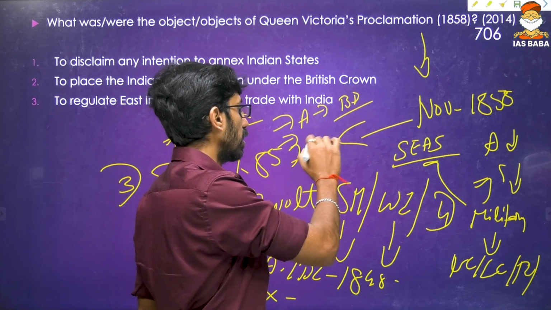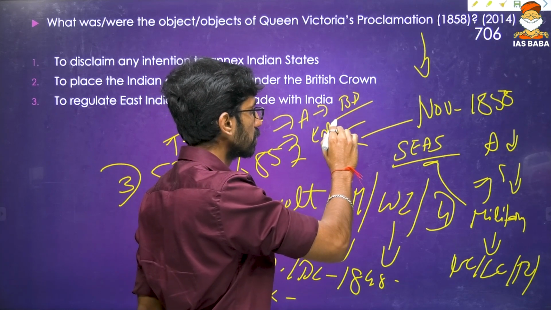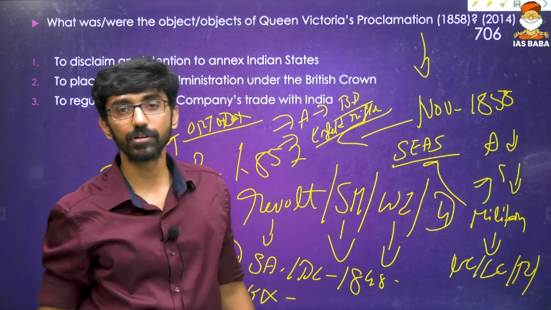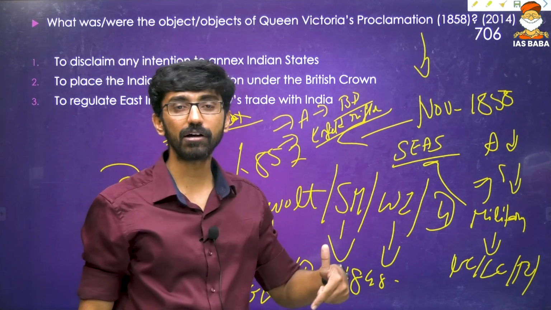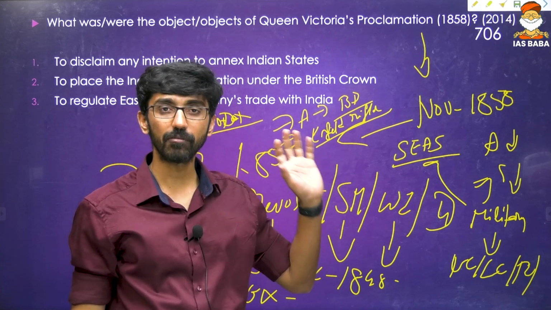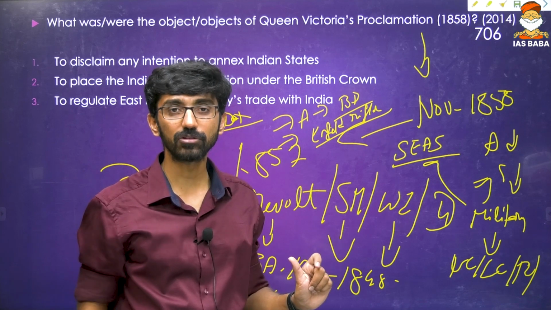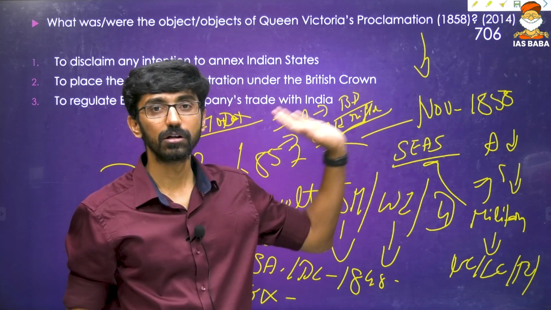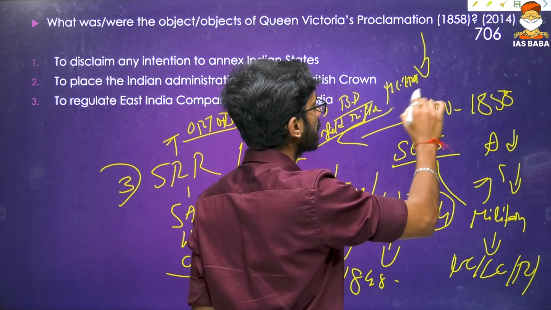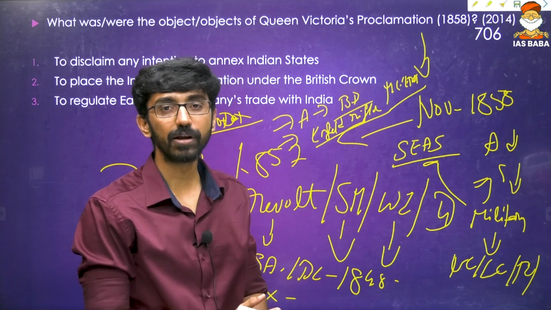Then again, Enfield rifles were introduced. Okay, and the cartridge has to be bitten off before filling. But there was a rumor that the cartridge has been smeared with some kind of fat of cow and pig, and that violated sentiments of Hindus and Muslims. And now that led to revolt, and that revolt happened in Meerut. Started in Meerut in 1857. Okay, and it nearly shook the British foundation.